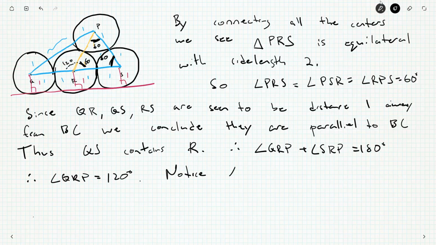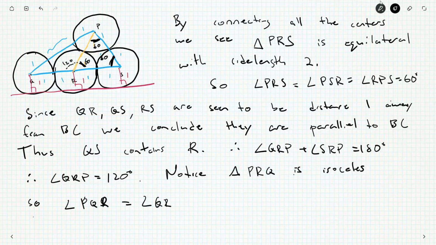Now notice triangle PRQ is isosceles. So angle PQR is equal to angle QPR, which is 180 degrees minus the 120 degrees all over 2. So it's going to be 30 degrees. So 30 degrees, and hey, we've got a 30, 60, 90 triangle. So we'll just finish this off.